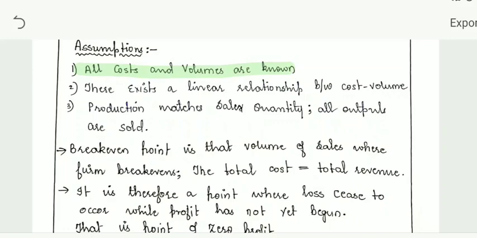One more assumption is that there exists a linear relationship between the cost and the volume. Next we will be seeing one graph, where you will understand this clearly. Production matches sale quantity, all outputs are sold. Here it helps to know the operating condition that exists when the company breaks even.